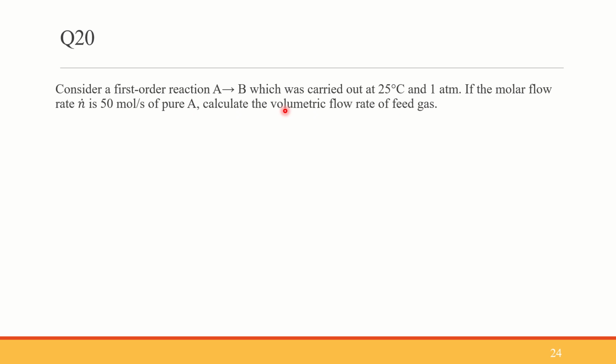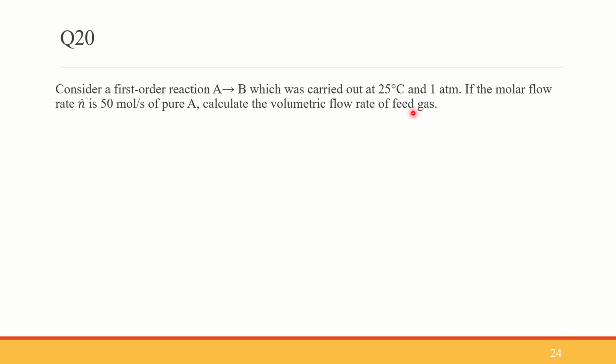So here what are all the things given? First order reaction A to B, and it was carried out at 25 degrees Celsius and the pressure is 1 atmosphere. So the molar flow rate of the feed is 50 moles per second of pure A, and we are asked to find the volumetric flow rate of feed gas. So the reactant feed molar rate is 50 moles per second. So we just need to convert it into volumetric flow rate of feed gas.